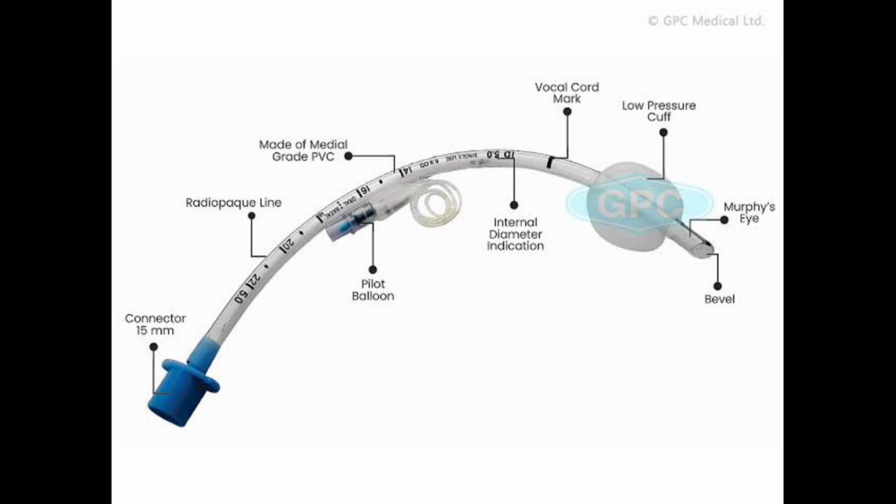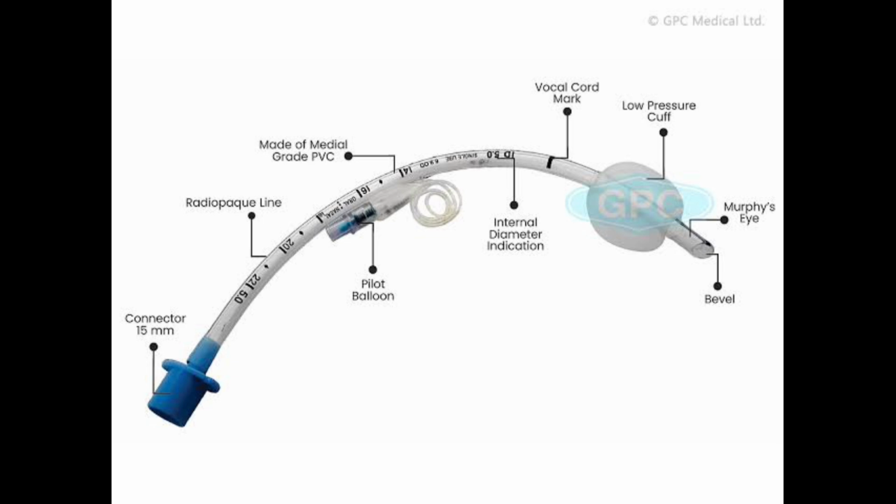breathing on their own. Protecting the airway. It prevents aspiration of fluids, food, or stomach contents into the lungs, which can lead to serious complications like pneumonia. Administering anesthesia. During surgery, an ET tube allows for the delivery of general anesthesia gases and medications to the lungs.